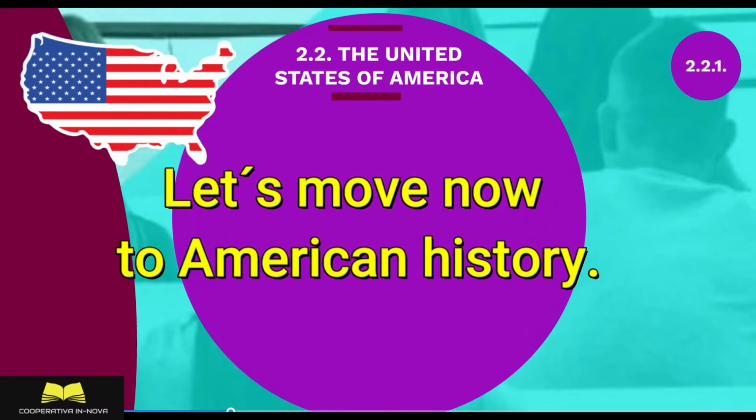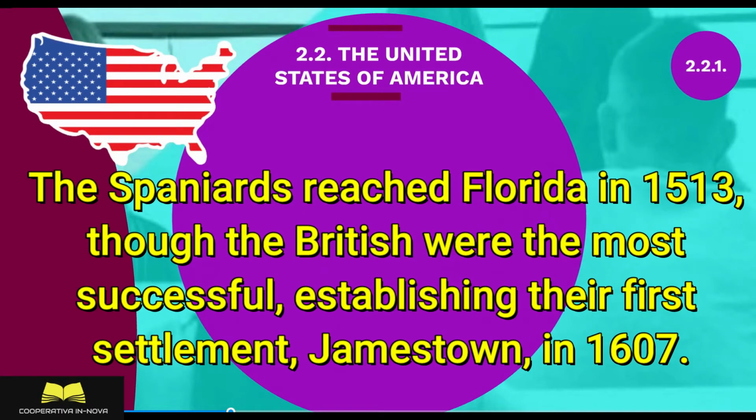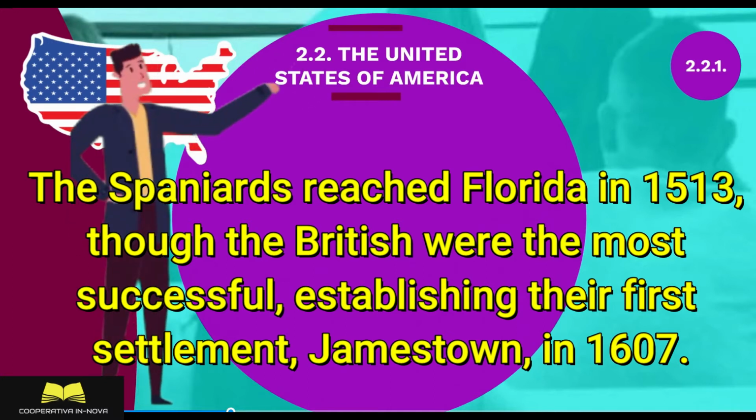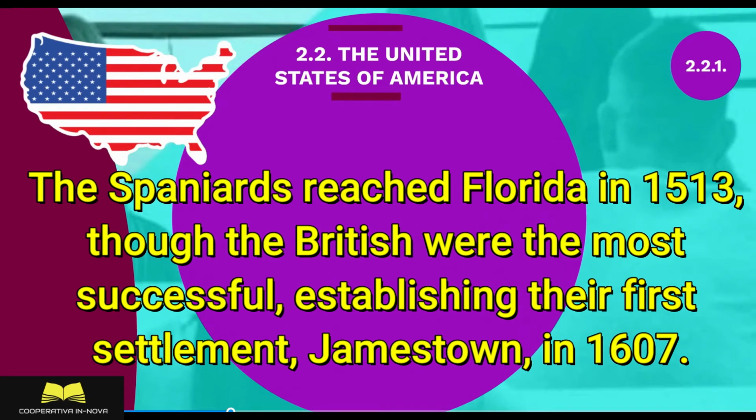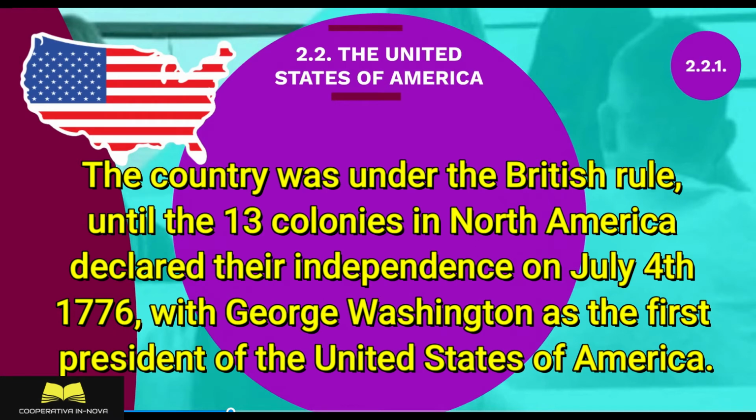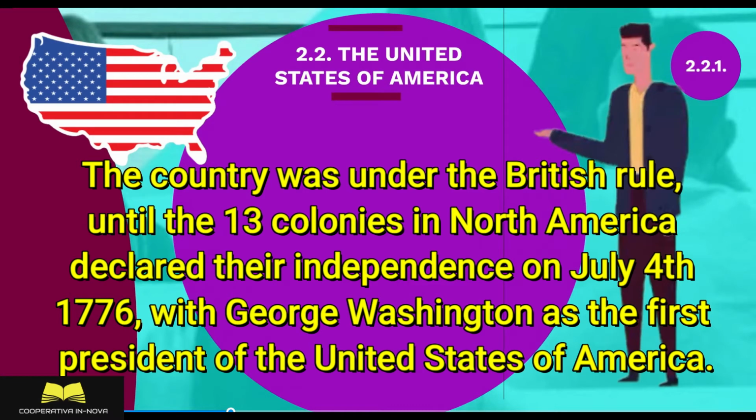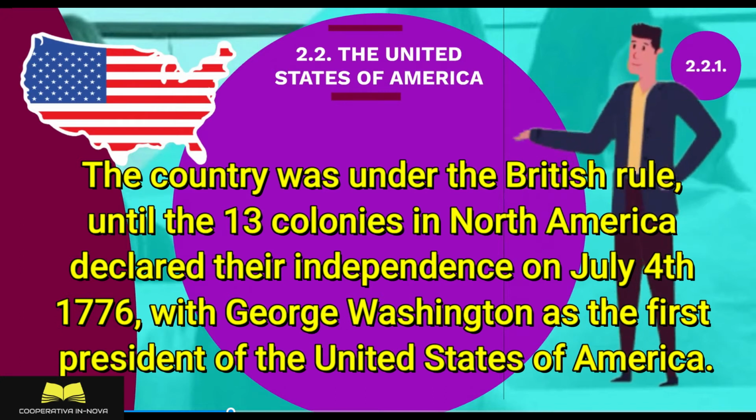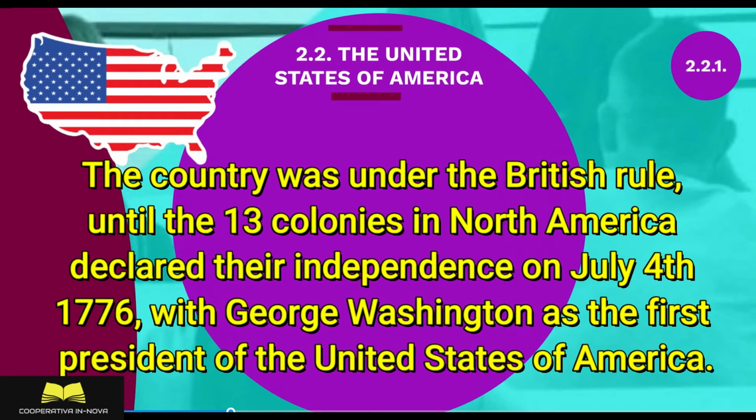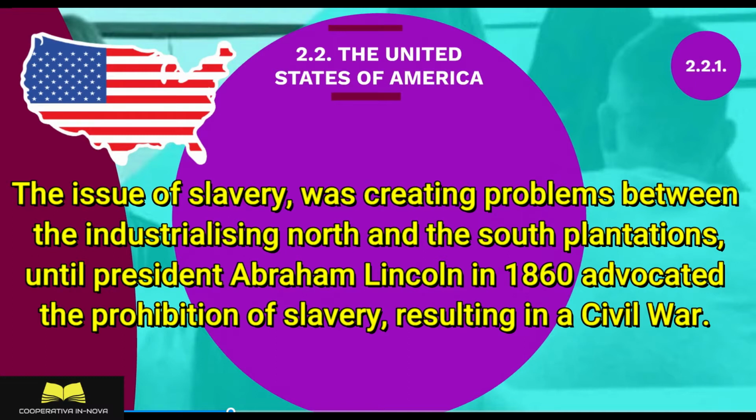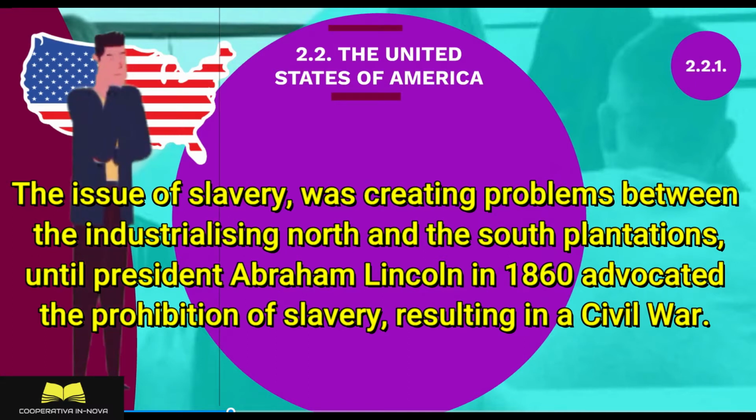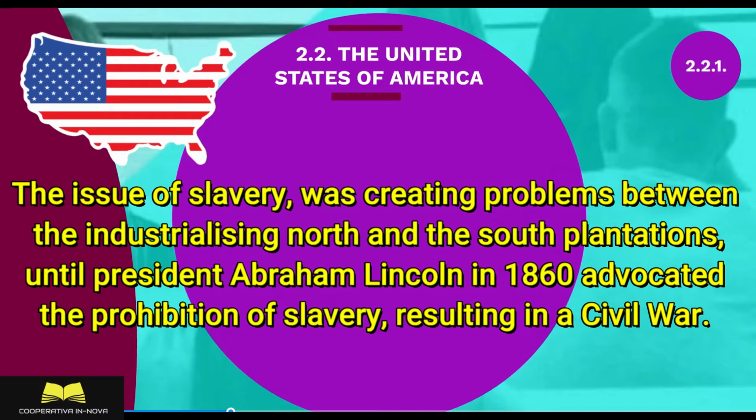Let us move now to American history. The Spaniards reached Florida in 1513, though the British were the most successful, establishing their first settlement, Jamestown, in 1607. The country was under the British rule until the 13 colonies in North America declared their independence on July 4, 1776, with George Washington as the first president of the United States of America. The issue of slavery was creating problems between the industrializing North and the South plantations, until President Abraham Lincoln in 1860 advocated the prohibition of slavery, resulting in a civil war.